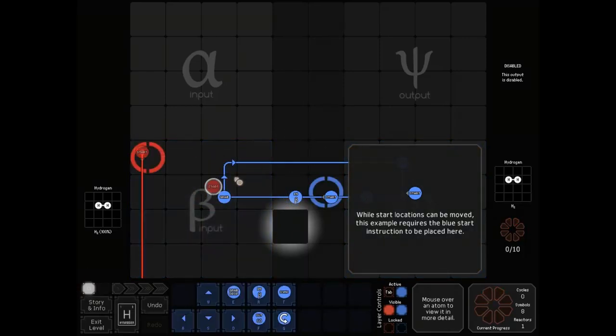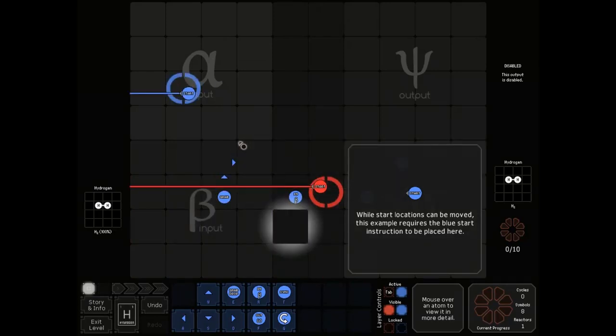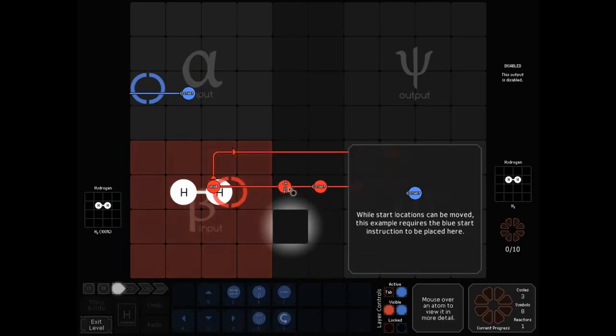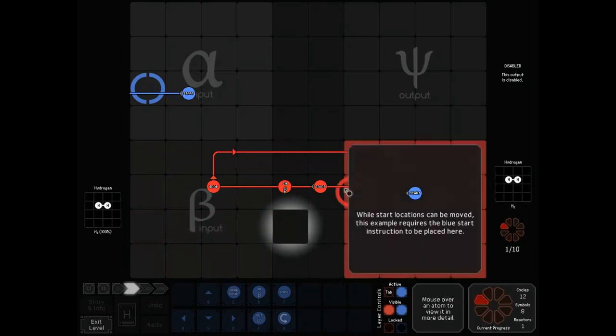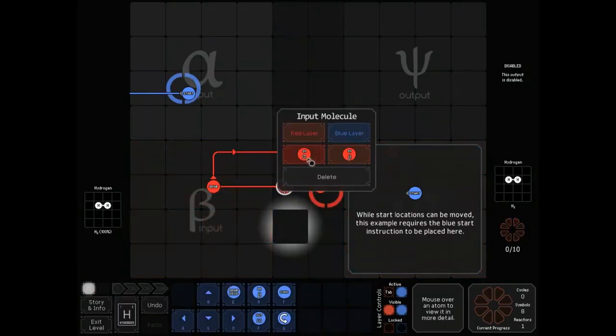One thing to note that a lot of people don't pick up right away is that red isn't alpha and psi only. For example, we can make all of these commands blue, or red, so red can input beta and output omega. And similarly, blue can do input alpha, output psi. Every command can be done by any Waldo.